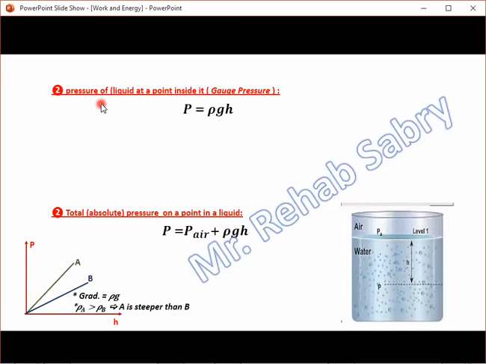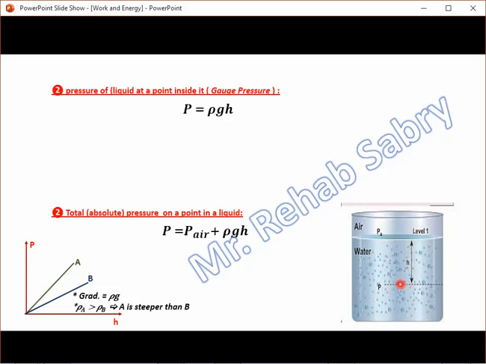Formula number two is the formula for finding the pressure of a liquid at a point inside it. If we look at this beaker, we have liquid here. If we choose any point, P for example, on this height, there is liquid above this point, and this liquid has weight.